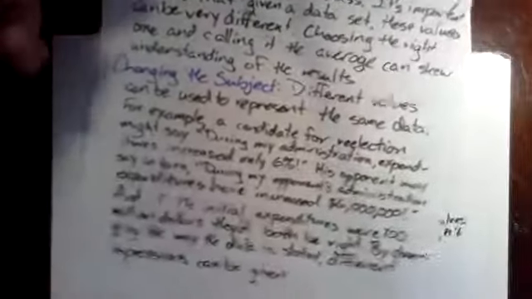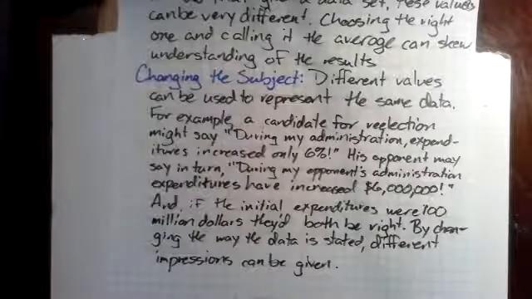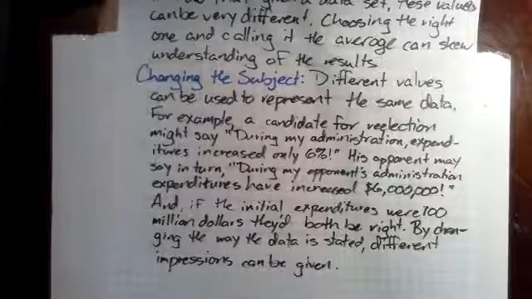Changing the subject. Different values can be used to represent the same data. For example, a candidate for re-election might say, "During my administration, expenditures increased only 6%." His opponent may say in turn, "During my opponent's administration, expenditures have increased $6 million." And if the initial expenditures were $100 million, they'd both be right. By changing the way the data is stated, different impressions can be given.